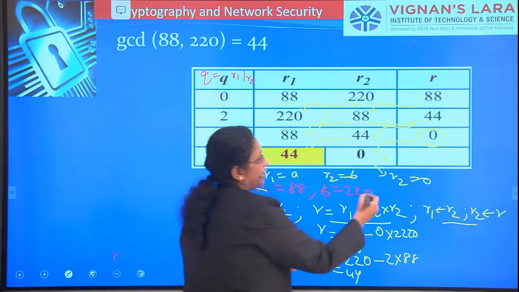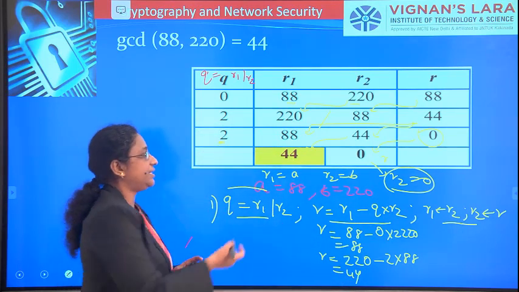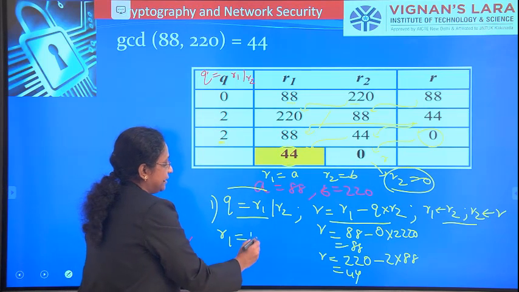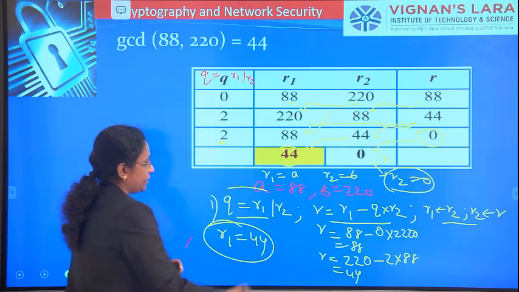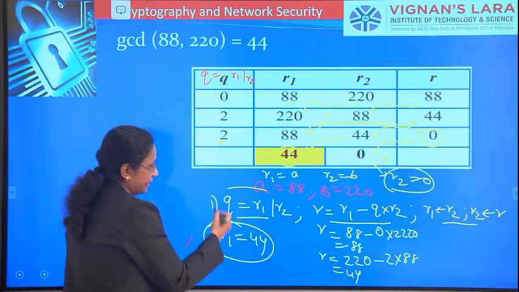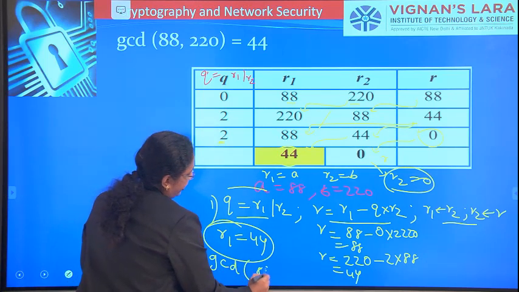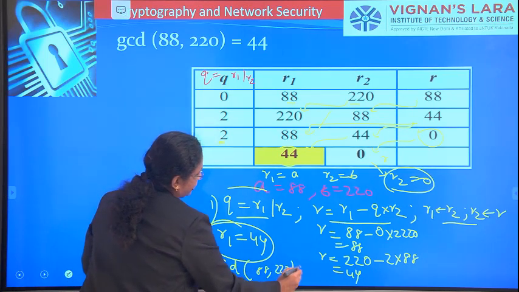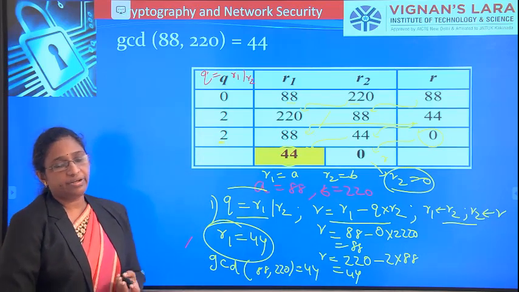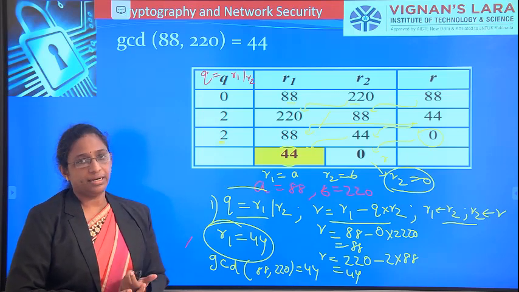When we go to the while loop, we check whether R2 is greater than 0. Since R2 is not greater than 0, what will be the result? Your R1 will be the GCD. Since R1 equals 44, the GCD of 88 and 220 is 44. In that way we can calculate the GCD of two numbers by using the Euclidean algorithm.